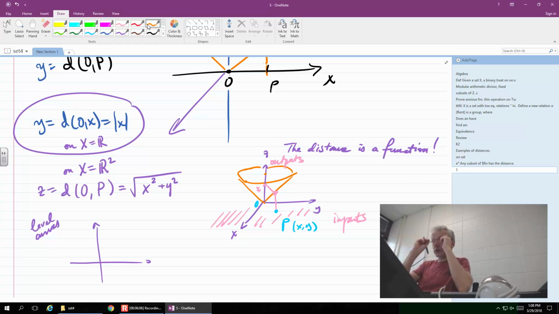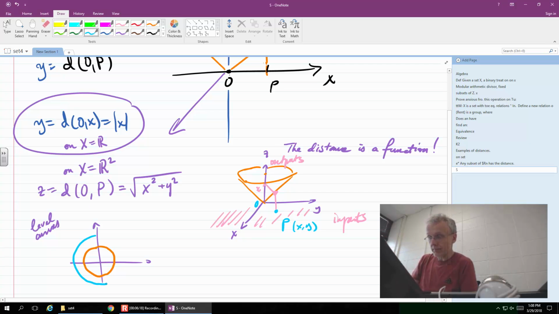They will be circles, right? Which makes perfect sense. These points are at the same distance from the origin, and so are these. So concentric circles centered at the origin, each of them will give you the points this many units away from the origin. Then you have as many as you like. Okay, so all right.